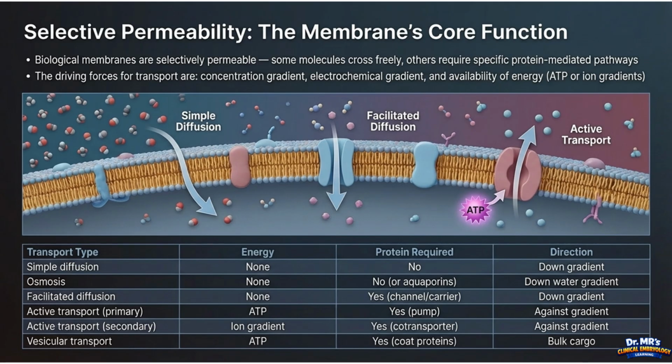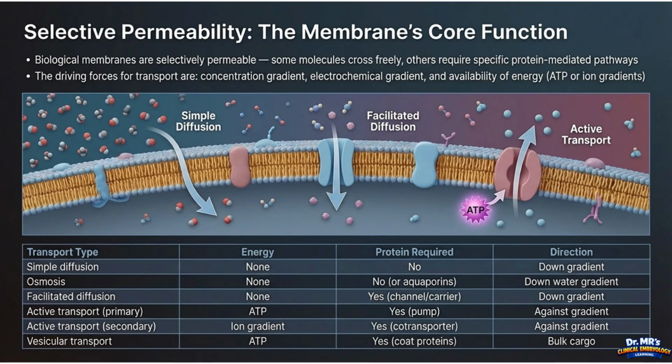The overview table on this slide organizes all transport mechanisms by these parameters. Simple diffusion requires no protein and no energy. Molecules move down their concentration gradient through the lipid bilayer itself. Osmosis is a special case of simple diffusion involving water movement across a selectively permeable membrane. Facilitated diffusion uses specific membrane proteins, channels, or carriers to move solutes down their gradients without energy input.